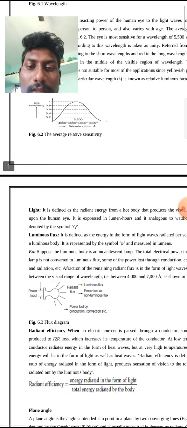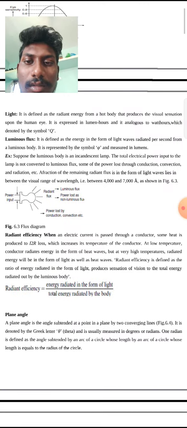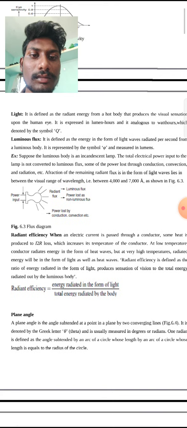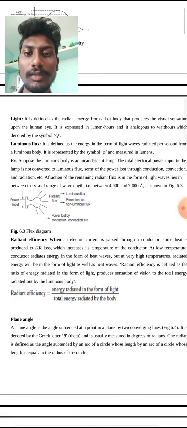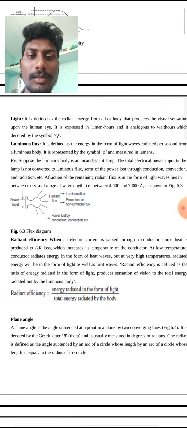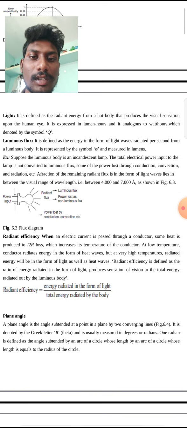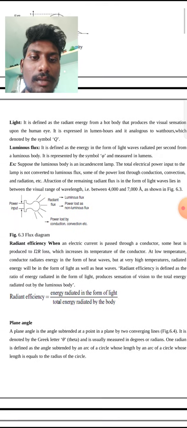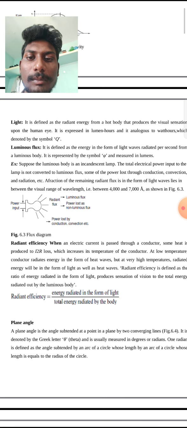Next, light. It is defined as the radiant energy from a hot body that produces a visual sensation upon the human eye. It is expressed in lumen hours, analogous to watt hours, and denoted by the symbol Q.